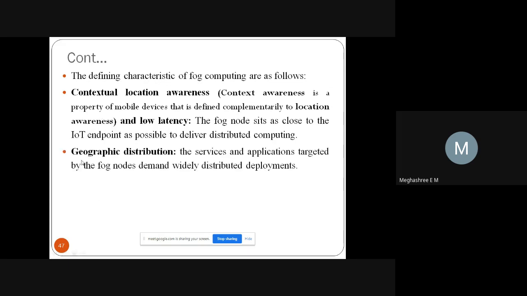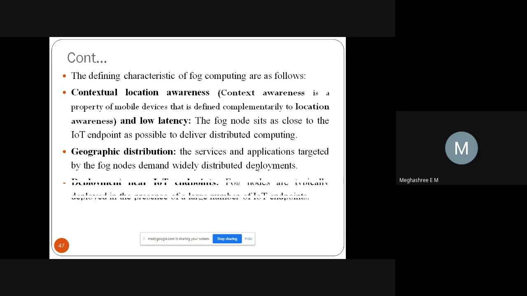The second characteristic is geographic distribution. As we discussed in the previous topic, the services and applications targeted by the fog nodes demand widely distributed deployments. That means the fog nodes have to be deployed on a large scale. The third one is deployment near IoT endpoints. IoT endpoints are nothing but end devices, objects, or the smart devices.